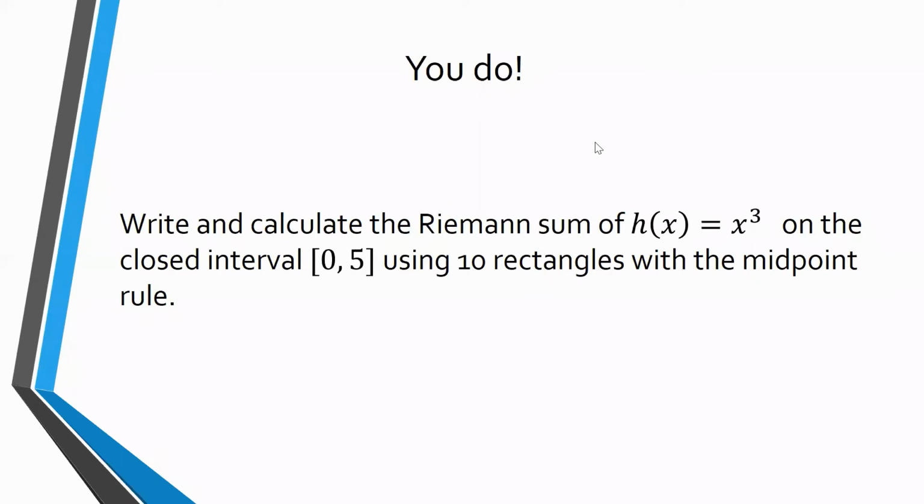Let's go ahead and do this problem, or at least show how it's done. Our function h of x equals x to the third on the closed interval from 0 to 5, using 10 rectangles with the midpoint rule. So we are going to calculate this Riemann sum with those parameters.